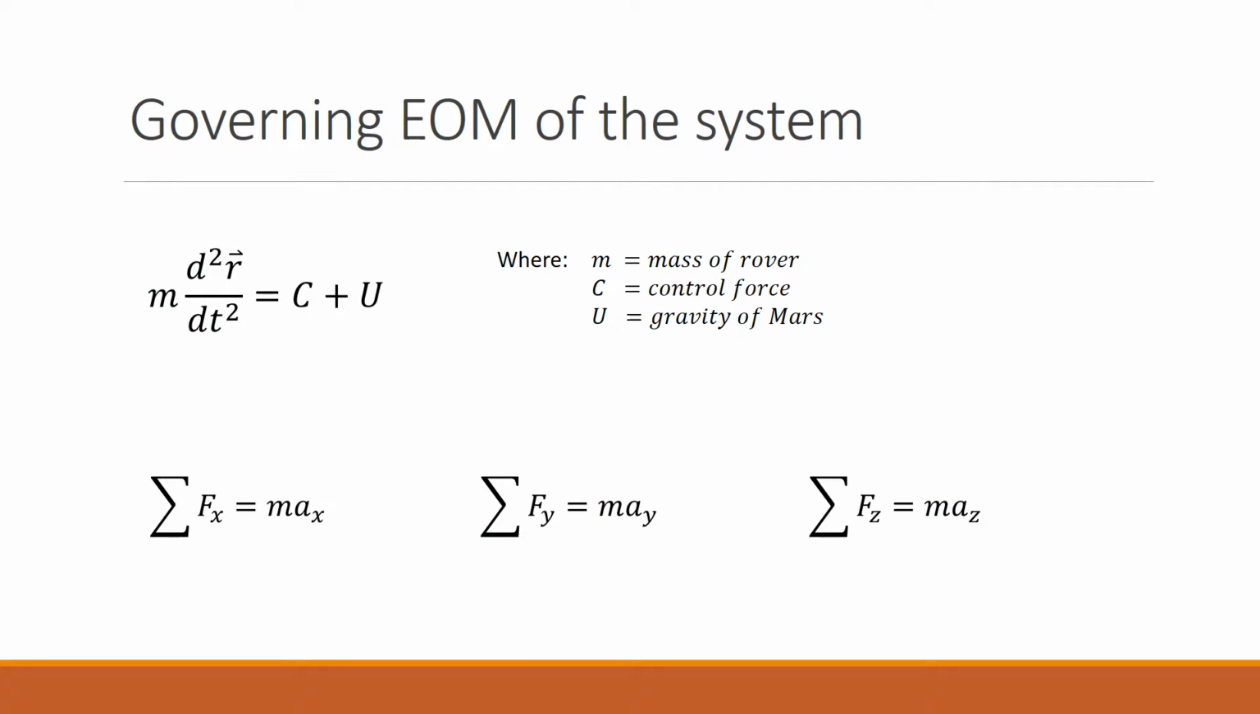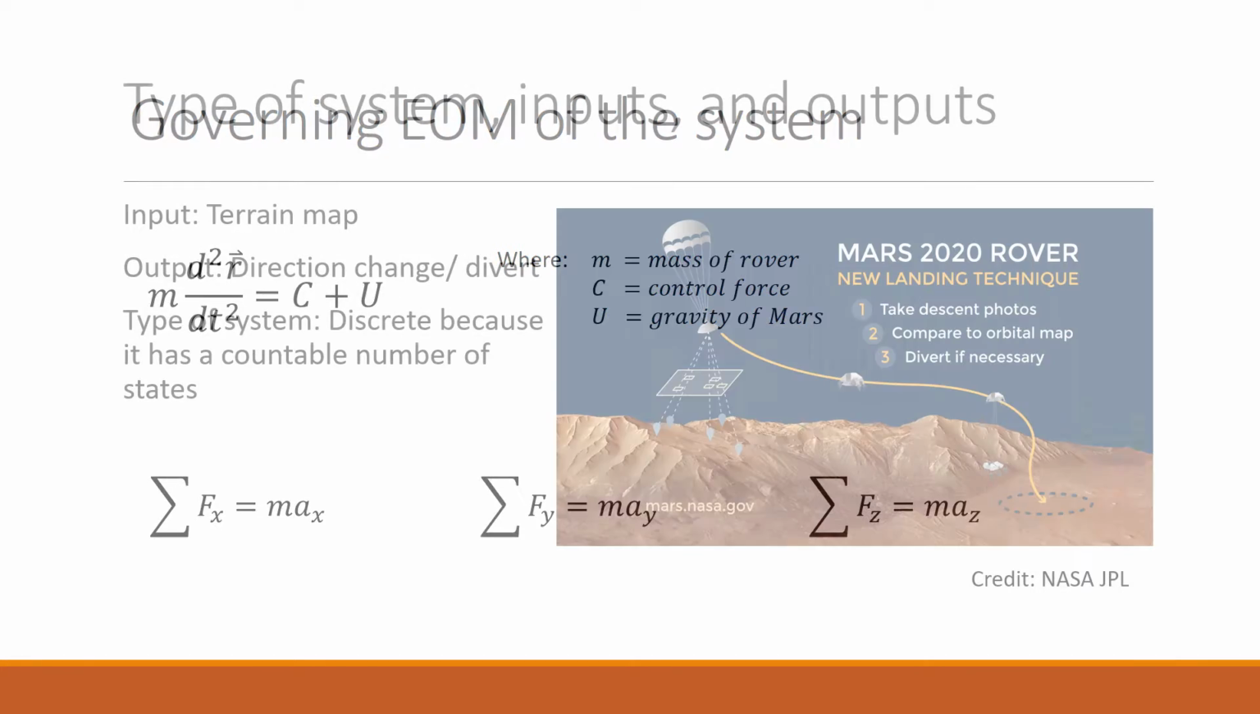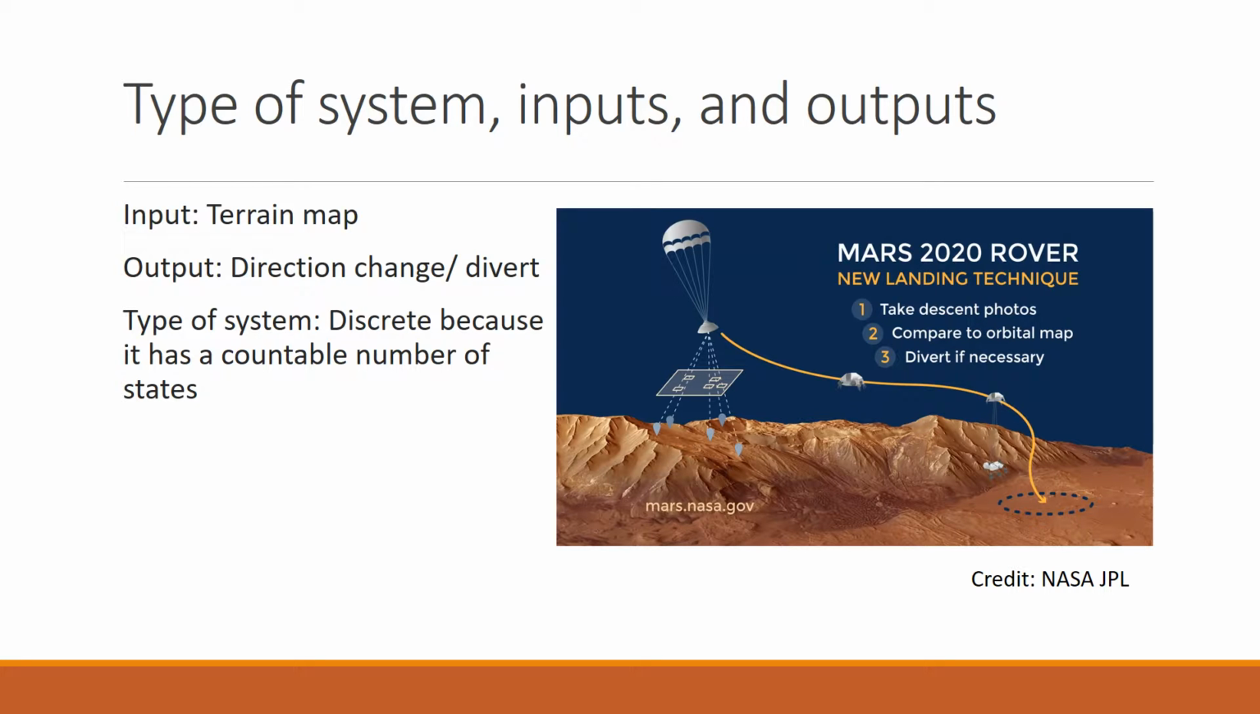To use TRN, all that needs to be known are the mass, acceleration, and time of the craft, and also the gravity on Mars, and then that can be plugged into these equations. So TRN is a discrete system because of the countable number of states. So either it's going to land or it's going to find somewhere else to go. To find out how it's going to do that, it uses the built-in terrain map, and from that its output is going to be a direction change to divert it to somewhere else.